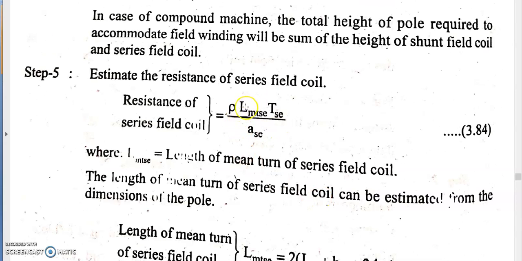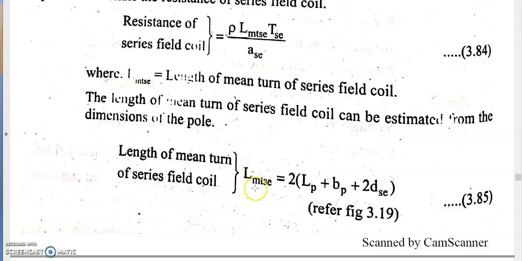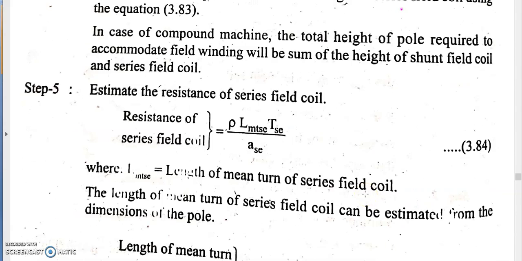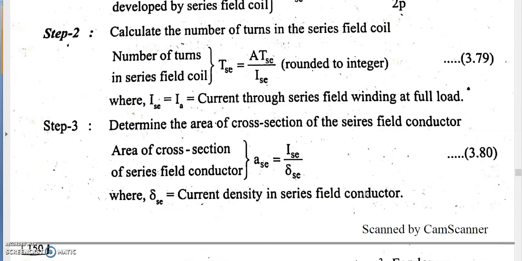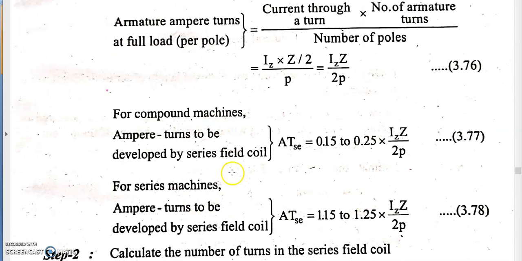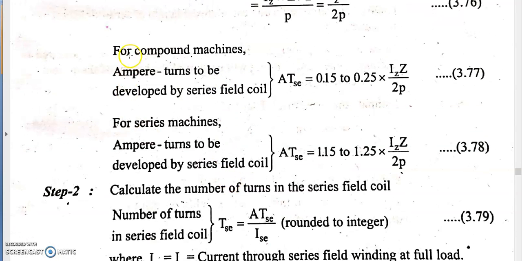Then for resistance, we use the same formula as that of the shunt field winding, and the mean turn length also uses the same equation. The only thing is that here the depth of the series field winding will be substituted instead of the shunt field winding Df. So the procedure is very similar to that of the shunt field winding. The only difference is that the ampere turn calculation is different for a series field winding and a compound machine. In a compound machine also, the series field winding is there, so only a lesser number of field turns will be there in the series field coil. But if it is entirely a series field winding, more ampere turns are required to set up the field.